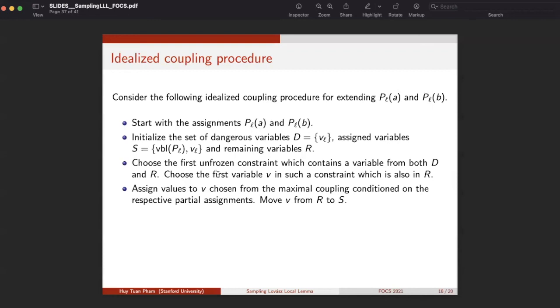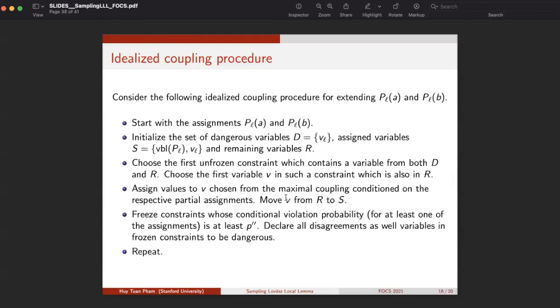So we will choose a variable from a constraint that is not frozen, which contains both a dangerous variable and a remaining variable. After that, we will try to assign values to this variable in both partial assignments using the maximal coupling of the marginal distribution of this variable conditioned on the two partial assignments. And then, as in the randomized greedy algorithm, we will freeze any constraint whose conditional violation probability becomes too large. And we will also declare all of the disagreements between the two partial assignments as dangerous variables.